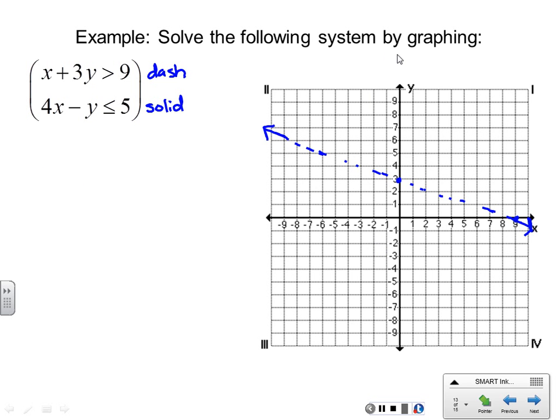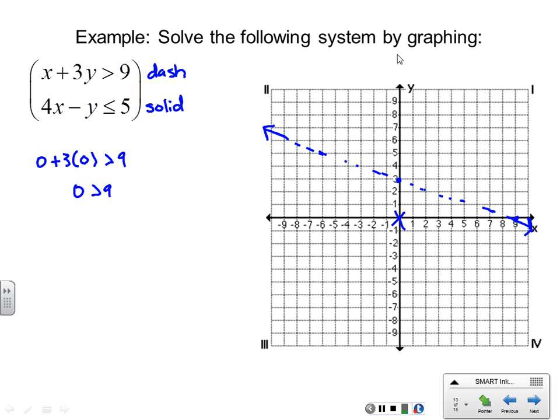Yeah, you pick a point. I always use 0, 0. If your line doesn't go through 0, 0, use 0, 0. So to test just the first one, I'm going to use 0 plus 3 times 0 greater than 9, so you get 0 greater than 9. True or false? That's false. So since this ordered pair will not work, none of them on that side will work.